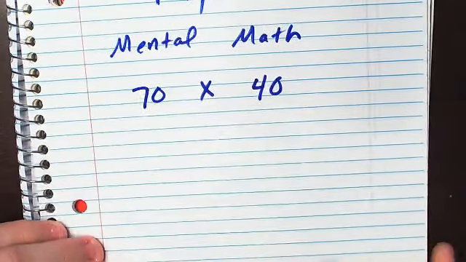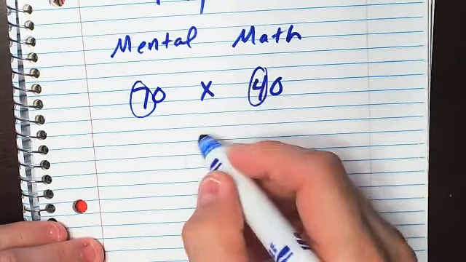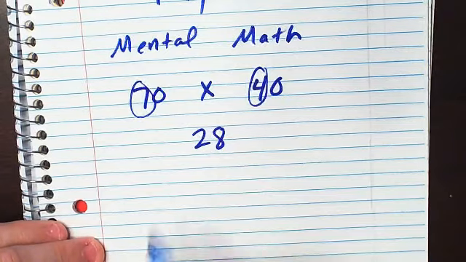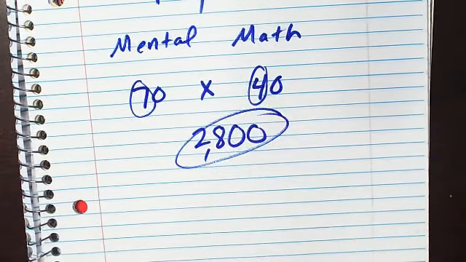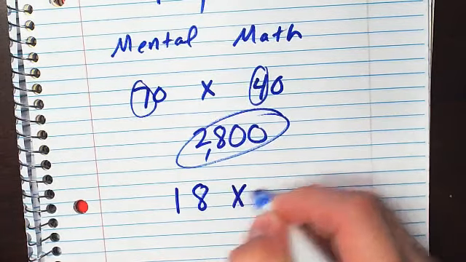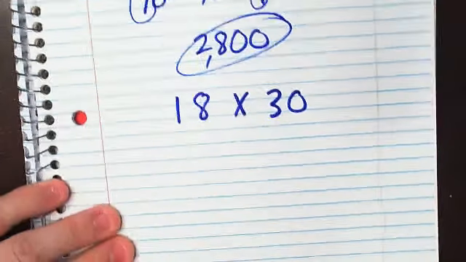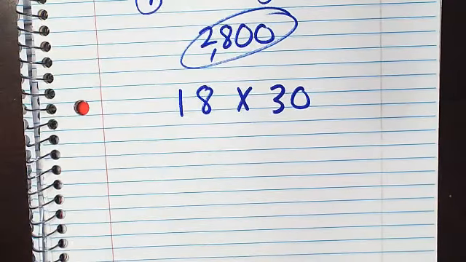That's going to be all your ones that had zeros. So if they had something like 70 times 40, all you would have to do is 7 times 4 is 28. Take your 2 zeros, add them on the end, and you're good.